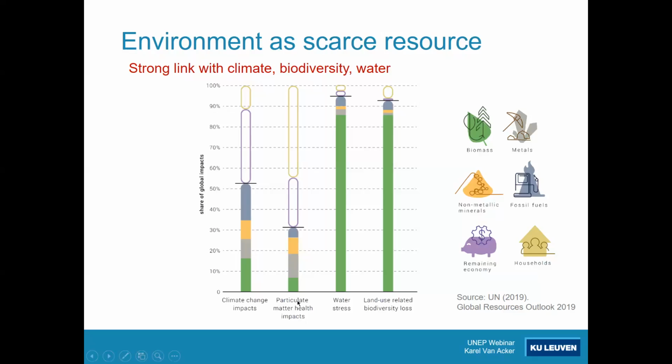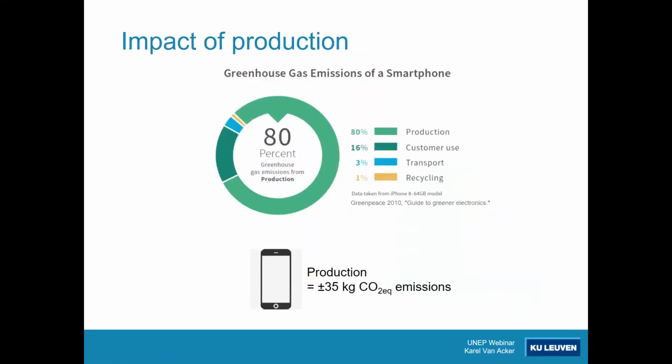There are other issues, of course. There is also particulate matter impacts that are related to metals and materials extraction, and biomass materials have a major impact on water stress and biodiversity loss, for example. If we focus a bit more on the smartphone, the first example that we took, we see that almost 80% of the greenhouse gas emissions of the lifetime of the smartphone can be related to the production of it. So the production phase is very important there. It's estimated that for one smartphone there is more or less 35 kilograms of CO2 equivalent emitted.